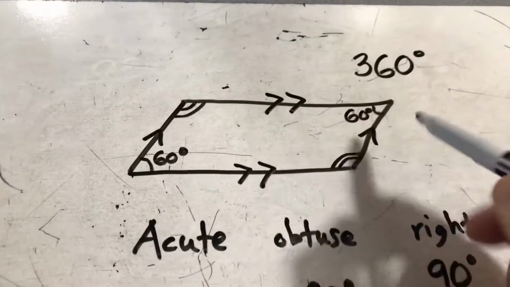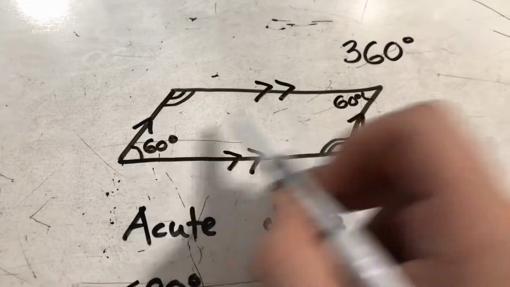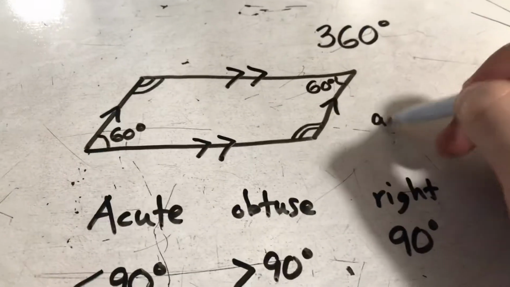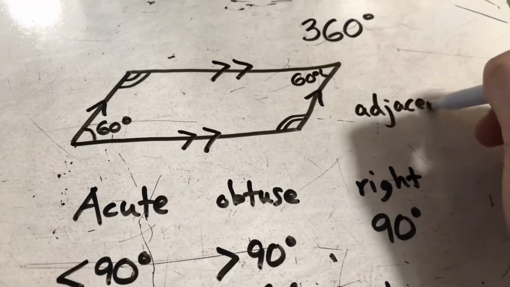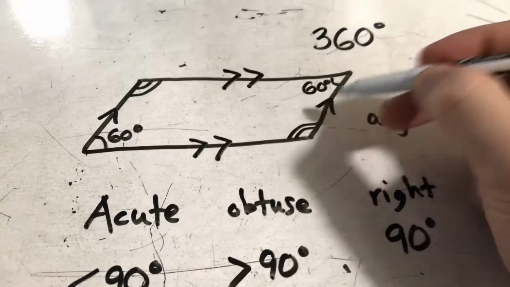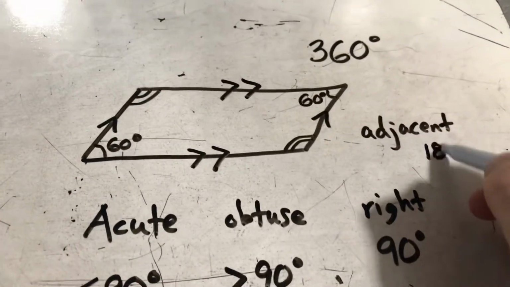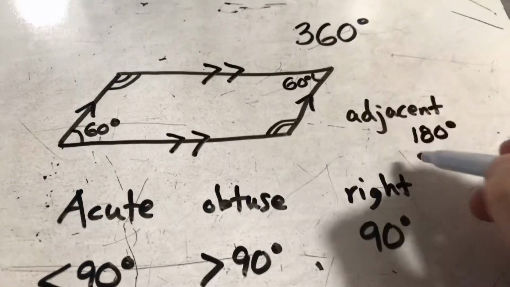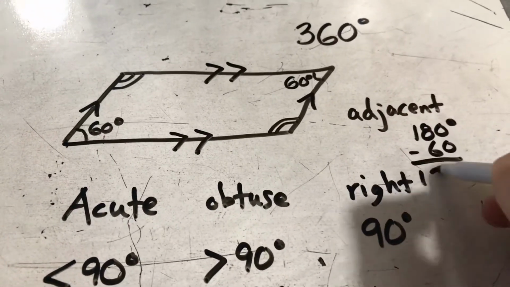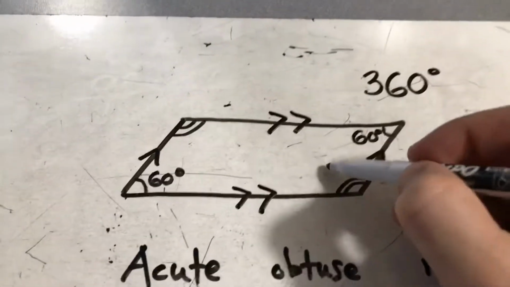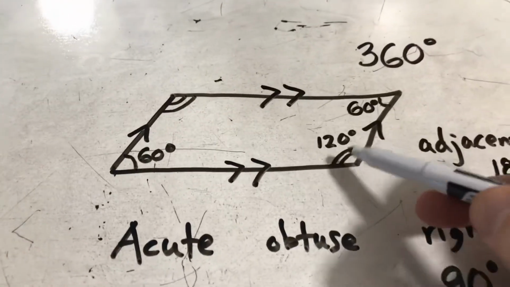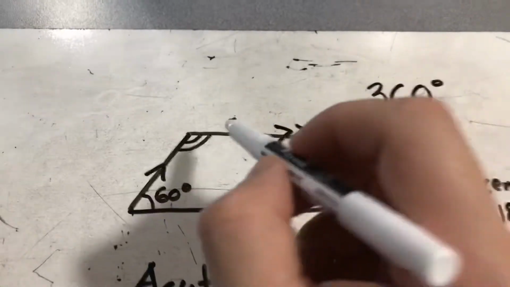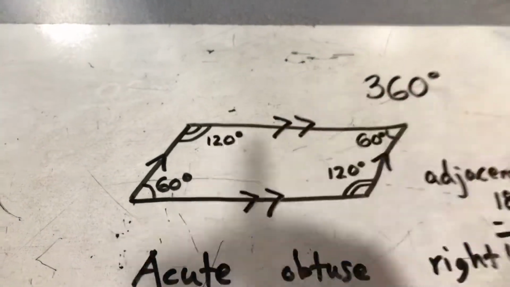And when you're dealing with parallelograms, if the opposite angle measures are the same, it's important to know that the adjacent ones, adjacent means right next to, they're going to equal 180 degrees. So if you take 180 degrees and subtract 60, you would get 120 degrees. This angle measure is going to be 120 degrees. Now the opposite angle will end up being 120 degrees also.